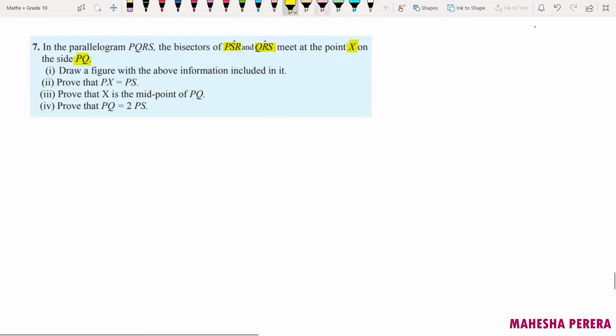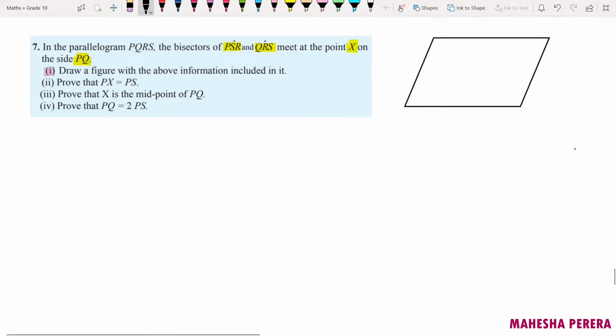Okay. And in the first question, we need to draw a figure with the above information included in it. Now here we need to draw the figure. Normally we are given the figure, but here you have to draw the figure. Right, let's do it. First, we need to draw the parallelogram. Okay, here is my parallelogram.